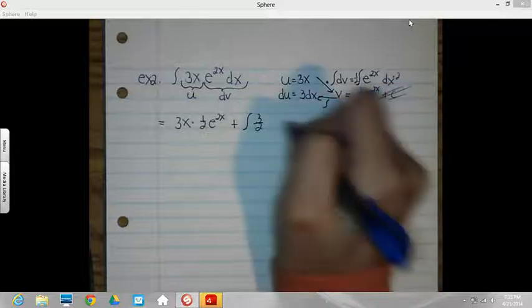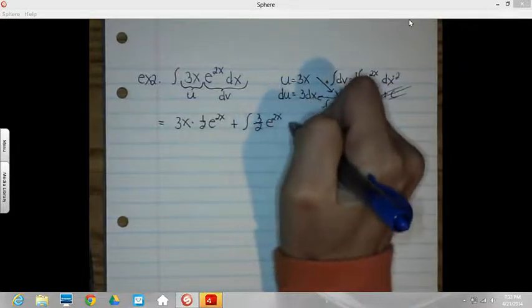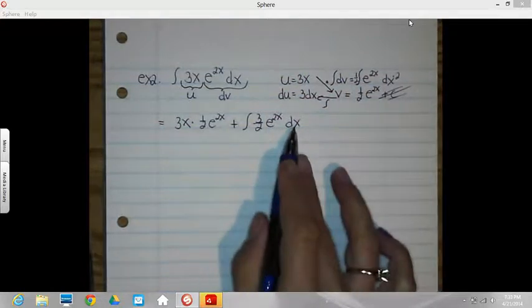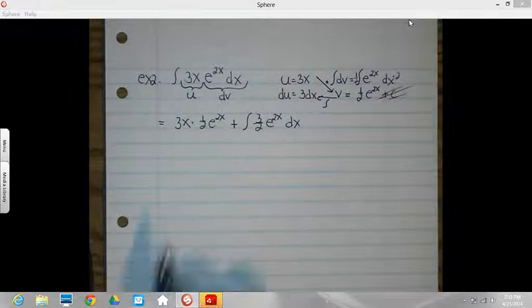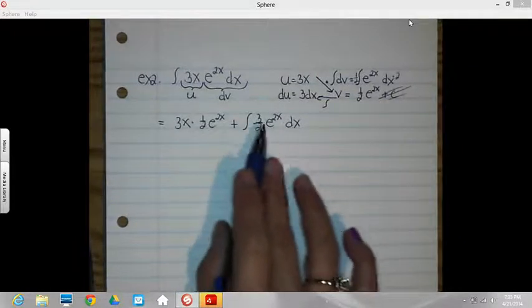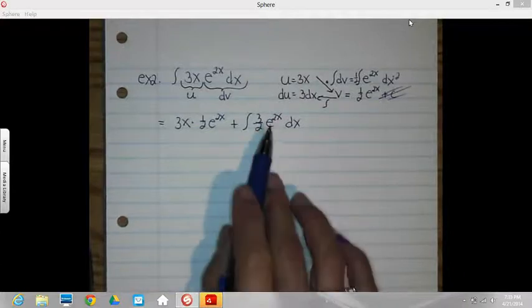e to the 2x, and I stick the dx on the end. Everything's multiplied, so that's what allows me to slide the dx to the end, everything else to the front. Okay, I still have an integral to take care of, but there's no product in here, it's just one x term, and I know how to integrate that.